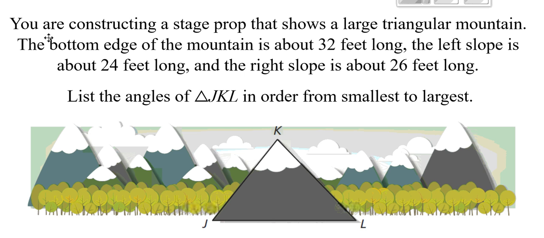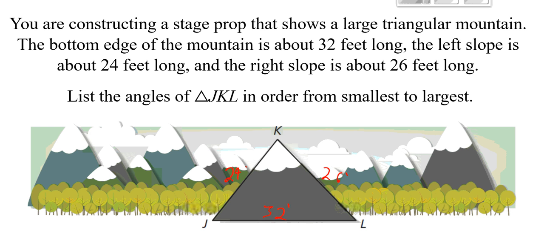So how can we apply this? Looking here, we're constructing a stage prop that shows a large triangle mountain. The bottom edge of this mountain is 32 feet. The left slope is 24 feet, and the right slope is 26 feet. List the angles of our triangle in order from smallest to largest.